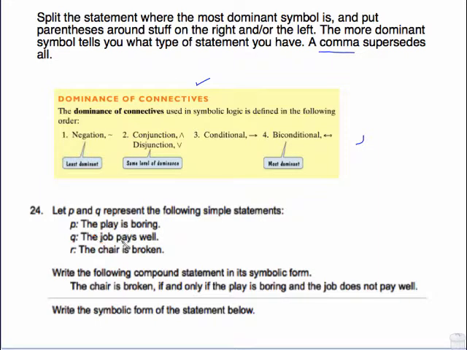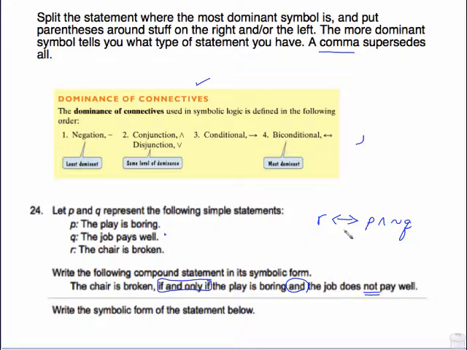So let's take a look at this example. We've got our three statements, P, Q, and R. It says the chair is broken if and only if the play is boring and the job does not pay well. Now we're going to do the same thing we've done before, and that is you want to circle the connectives. So let's see if we can get that translated. "If and only if," we know, is going to be the double arrow. What do you see before the "if and only if"? You see the chair is broken. The chair is broken is R. The play is boring was P, and the job does not pay well. Paying well is Q, but we need not Q because it does not pay well.